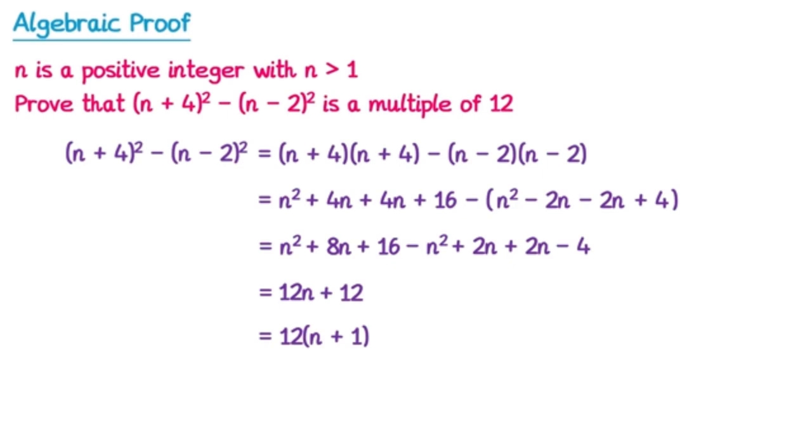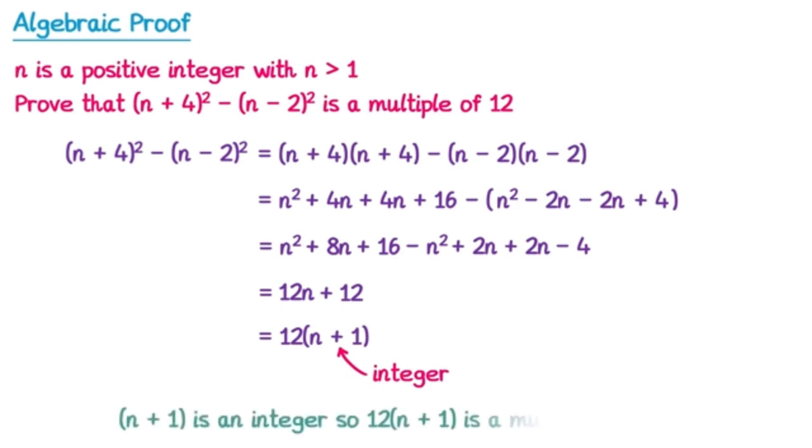Now we know in this question that n is an integer. So this part here, n plus 1, must also be an integer. Therefore, we've got 12 multiplied by some integer, which we know must be a multiple of 12. So we can finish this proof by writing down a sentence. n plus 1 is an integer, so 12 lots of n plus 1 must be a multiple of 12.